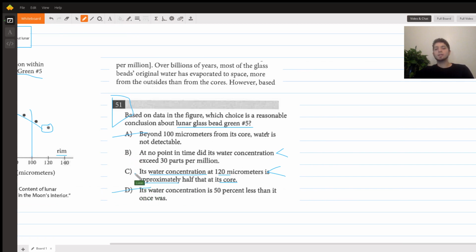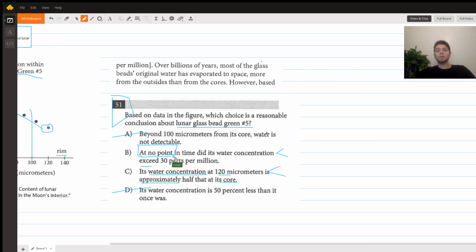So now we're left with B and C, and we have to decide between them. There's a couple things that I think we should notice about this. One is notice how strong B is. B says at no point in time did it exceed. This "no point in time" is a very absolute claim, and we can compare that to the "approximately" here in answer choice C. Doesn't necessarily mean that C is correct and B is wrong, but it should stick out to us when we're trying to decide between them. As I keep going back and forth, I'm looking for an error in one of them, and I can't really find one. They both seem to make sense.